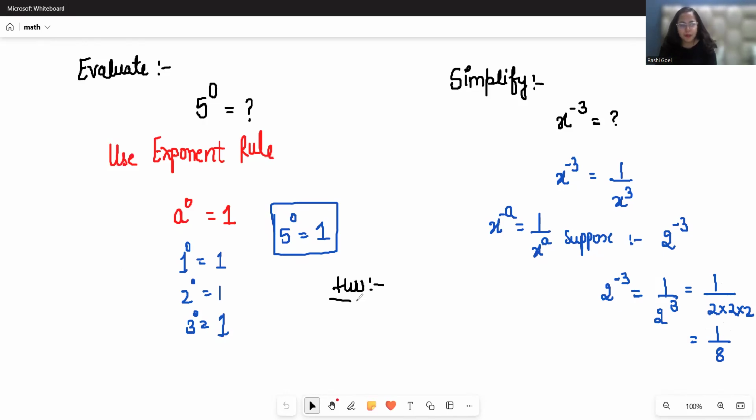Now I have a question for you. Homework question. Write down your answer in the comments box. 2 power minus 2 by 2 power 3 is what? Which exponent rule are we going to use and what is the solution of it?